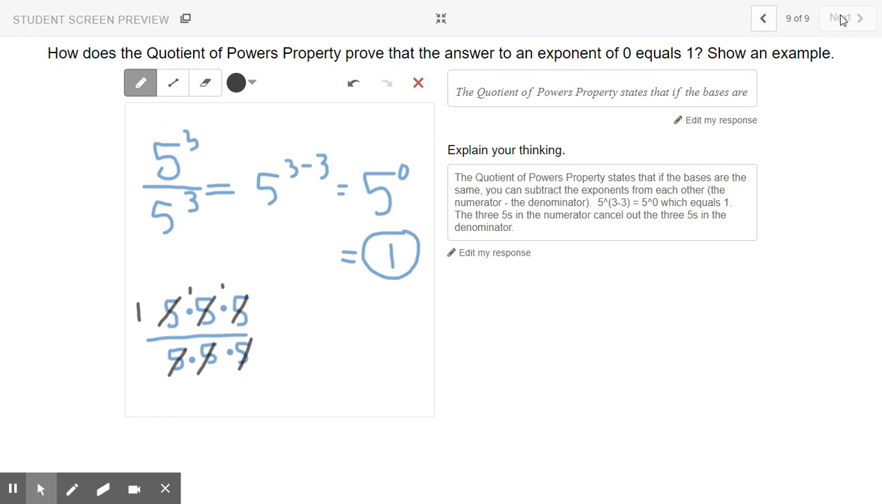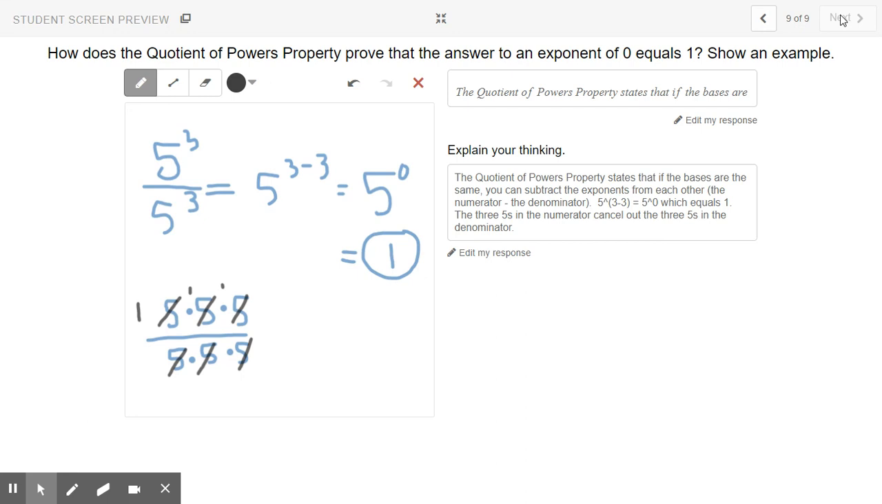How does the quotient of powers property prove that the answer to an exponent of 0 equals 1? Show an example. Now, the quotient of powers property, remember, states that if the bases are the same, you can subtract the exponents from each other, the numerator minus the denominator. So 5 to the 3 minus 3 equals 5 to the 0, which equals 1. The 3 5's in the numerator cancel out the 3 5's in the denominator.